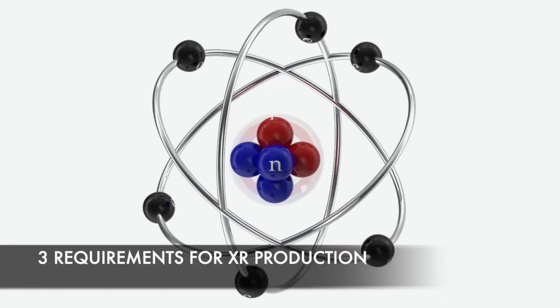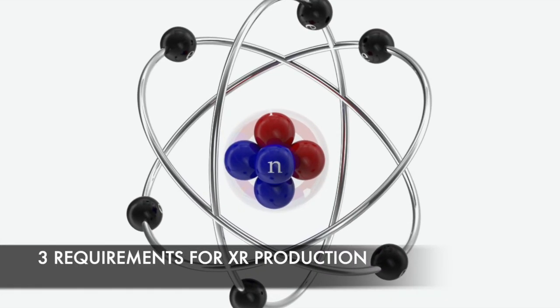Hello everyone. Today we will be talking about X-ray production as well as the two main target interactions that create X-ray photons in the X-ray tube. So here we go. There are three requirements for X-ray production.